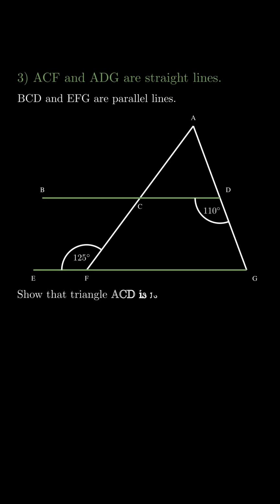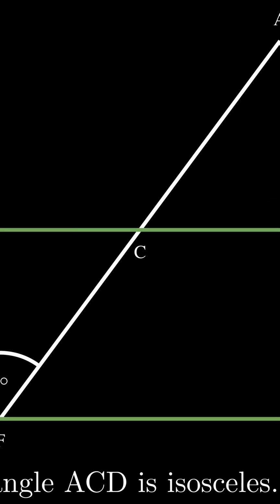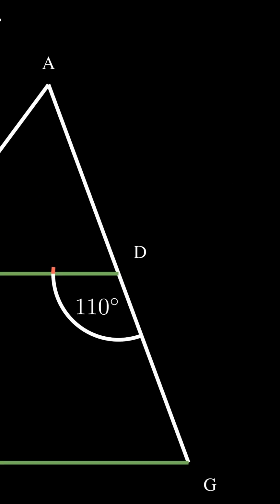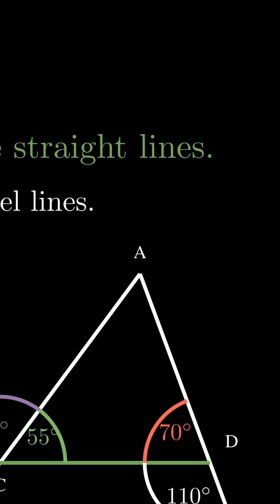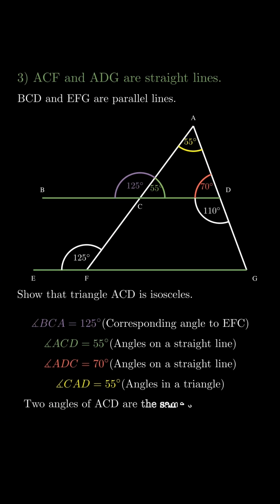So the angle BCA is corresponding to the angle EFC, so that means it will be 125. Then angle ACD will be 55 because angles on a straight line add up to 180. Then angle ADC will be 70 again because angles on a straight line add up to 180. Lastly, angle CAD is 55 because angles in a triangle add up to 180. Now we have that 2 angles are the same in the triangle ACD, so that means it's isosceles.